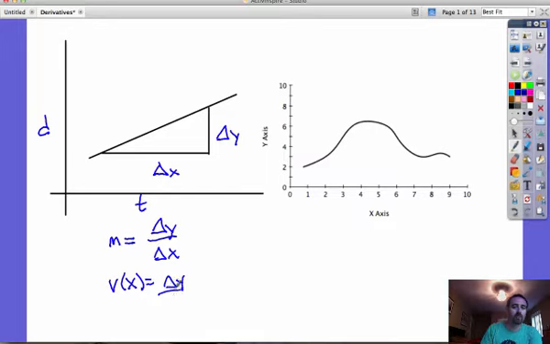Okay, and when we're talking about lines, then finding the velocity is super simple. It's just the slope, same thing. So it's the rate of change of y with respect to x. That's one way to think about it.